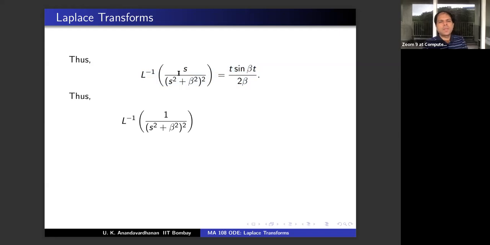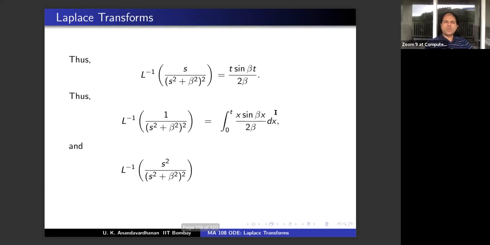Is this step clear? Having solved this, 1 by s square plus beta square whole square is s by s square plus beta square whole square times 1 by s. So you can apply that integral formula: Laplace transform divided by s. So this is the Laplace transform of this divided by s. So this will be the integral from 0 to t of x sin beta x by 2 beta dx. So when you do that, you will get that.